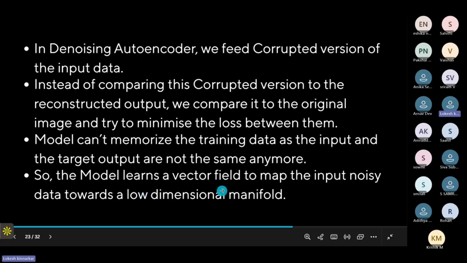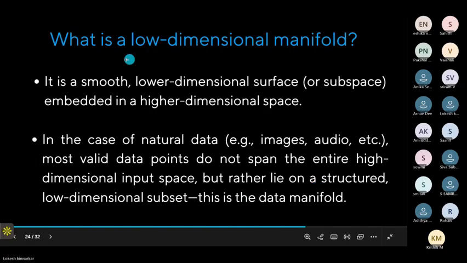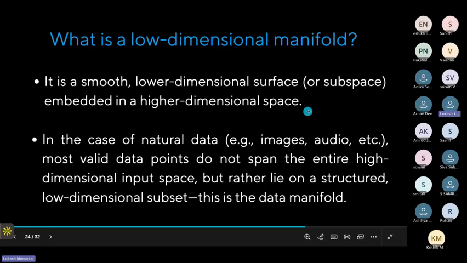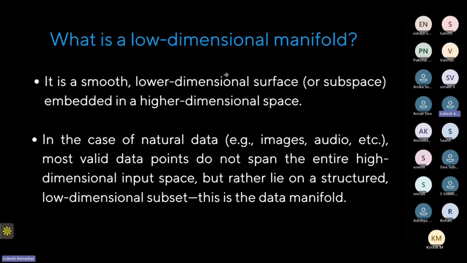So the model learns a vector field to map the noisy input data towards the low dimensional manifold. Now the whole topic will revolve around what this low dimensional manifold is. Consider that you have a space which is 28 by 28, essentially 784 pixels. If I tell you to randomly pick a pixel and assign it either a white or a black color, then looking at the whole representation, the image formed will be very noisy and there won't be any certain pattern which is followed.